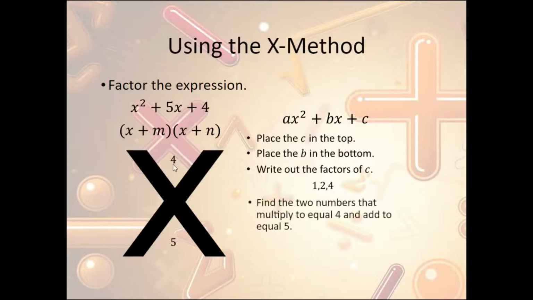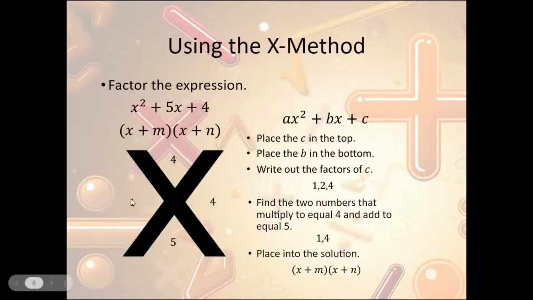So those are my factors. Now I need to figure out which two of those numbers are going to multiply to equal 4 and add to equal 5. Well, I have 1 times 4 is 4, and when I add those two together, I also get 5. So I'm going to go ahead and put each of those in each of these sides. It doesn't matter which one goes where, as long as I have 1 and 4 on each side. Then I'm going to place those two values into the solution. So I start with x plus m times x plus n. I'm going to plug 1 in for one of them and 4 in for the other one. So I get x plus 4 times x plus 1. And that would be my solution.